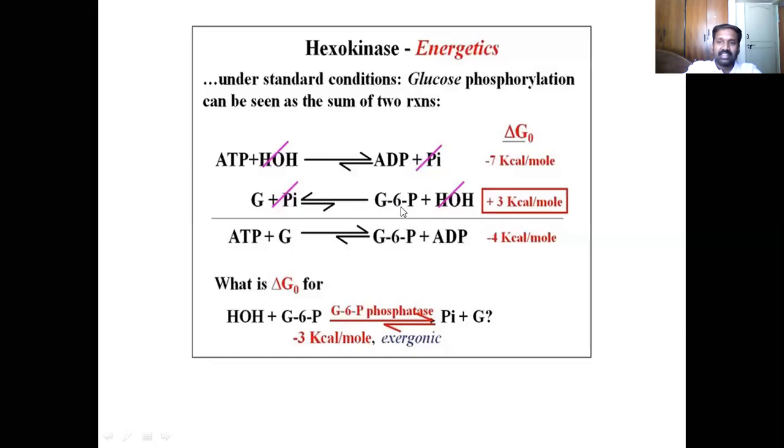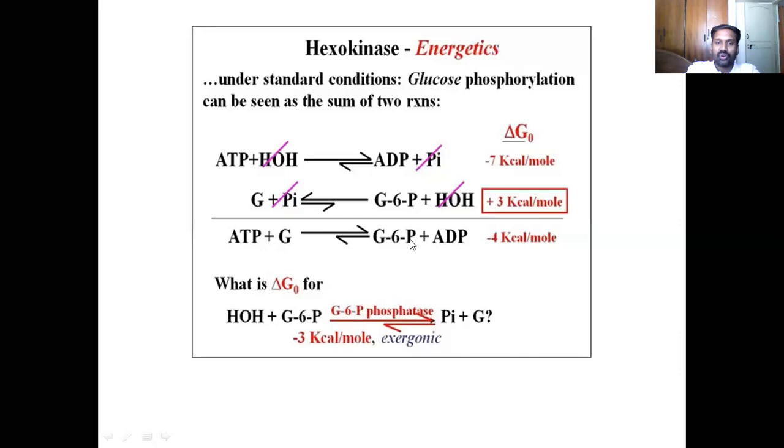So what a cell does, it intelligently couples these two reactions. So glucose, instead of directly reacting with inorganic phosphate, please follow me here. The glucose, instead of directly reacting with inorganic phosphate, reacts with ATP. And a phosphate group from ATP is transferred to glucose.